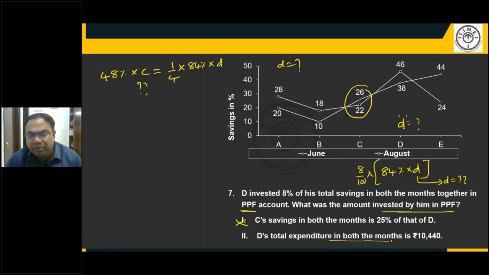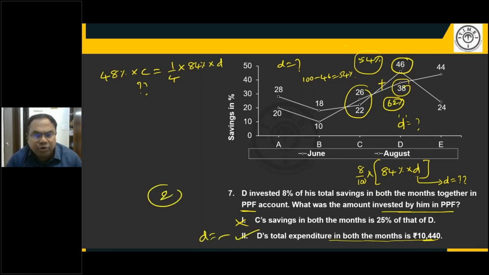Look at this. D's total expenditure in both the months, 10,440. Now I can find out D's total expenditure. 46% savings means what is the expenditure? 54, because 100 is my total income minus 46, it has to be 54%. 38% savings means it has to be 62%. If I add these two, 54% plus 62% of D's income is 10,440. Right? Then can I find the D value? Yes. If I know the D value, substitute here, I can find his savings now. Choice 2 should be my answer. Got it, Praful?